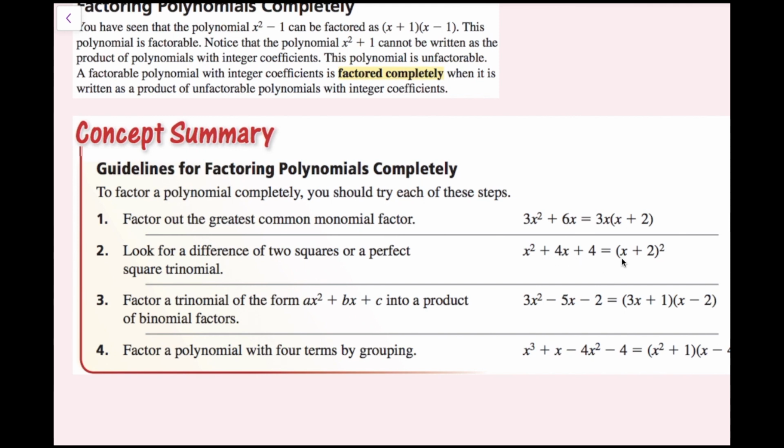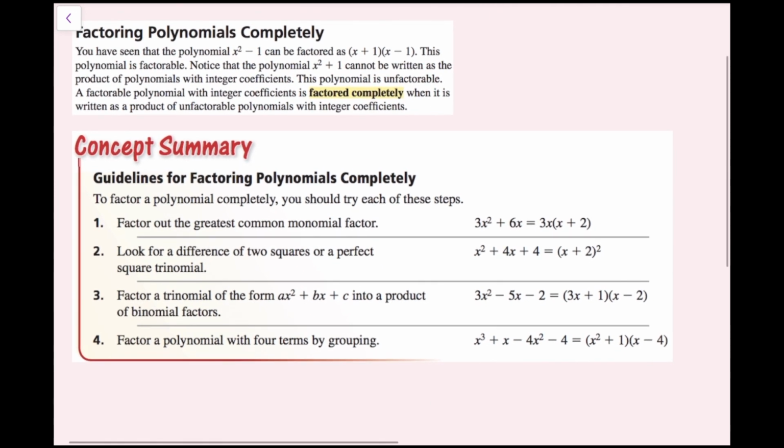So I can just rewrite this as the quantity x plus 2 all squared. And then for step 3, factor a trinomial of the form ax squared plus bx plus c into a product of binomial factors. So that is what we did in 7.6. So that would be right here. Okay, and then step 4 would be to factor a polynomial with 4 terms by grouping. Now, you could factor this by grouping if you wanted to. There are other ways to factor that as well. But if you have something like this, then you'd have to factor it by grouping. Anyway, these are how you would factor a polynomial completely.